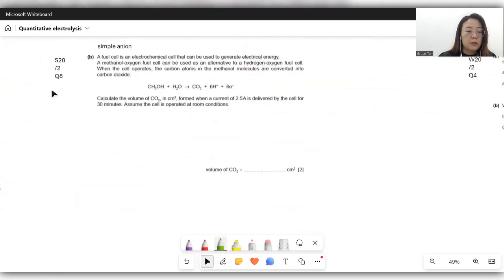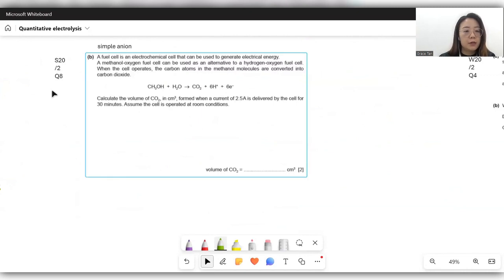Okay, so let's look at summer 2042 question 8. They give you a fuel cell that can generate electrical energy. A methanol oxygen fuel cell can be used as an alternative to hydrogen oxygen fuel cell. When the cell operates, the carbon atoms in the methanol molecules are converted into carbon dioxide. Calculate the volume of CO2 in centimeter cube when the current of 2.5 A is delivered by the cell for 30 minutes. Assume the cell is operated at room condition.